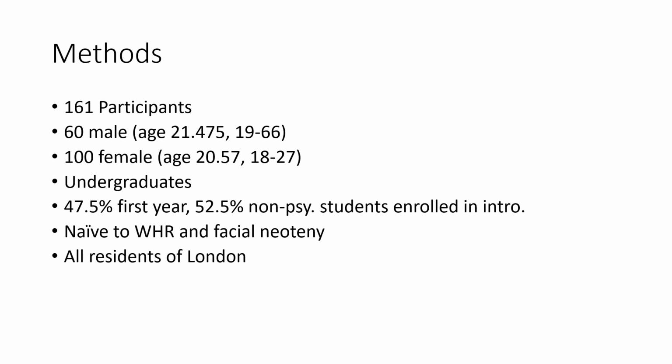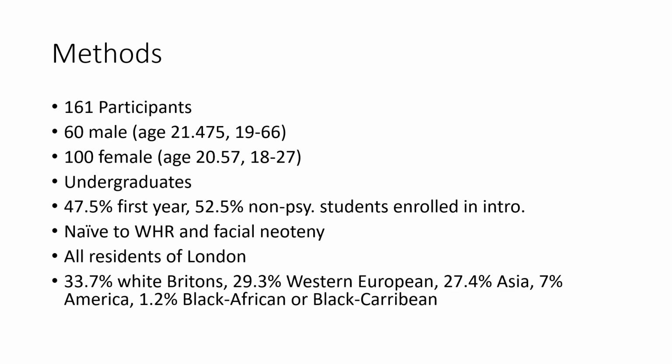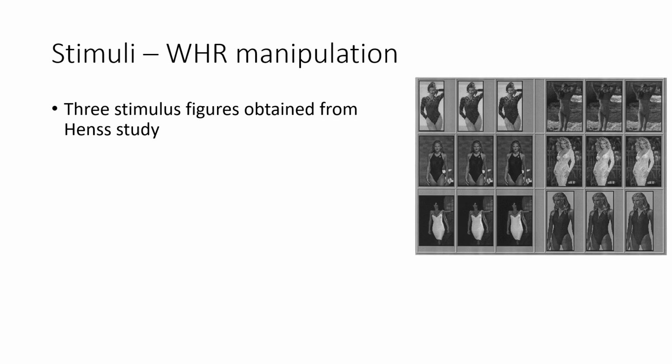They were all residents of London. 33.7% of them were white Britons, 29.3% were Western European, 27.4% were Asian, 7% were American, 1.2% were Black African or Black Caribbean. The stimuli, let's take a look at their manipulations of the stimuli. So these should look familiar. These were the ones that we saw earlier from the 2000 study. They used these same photos in this particular study as well. They used these figures that were again obtained from the Singh study.